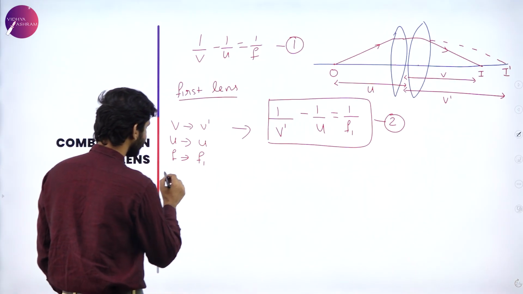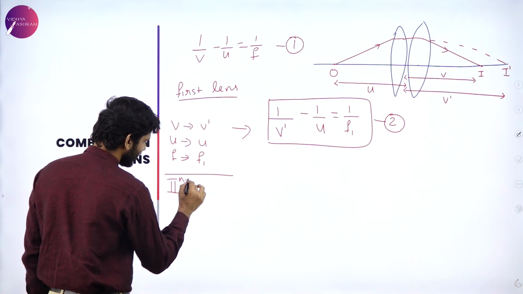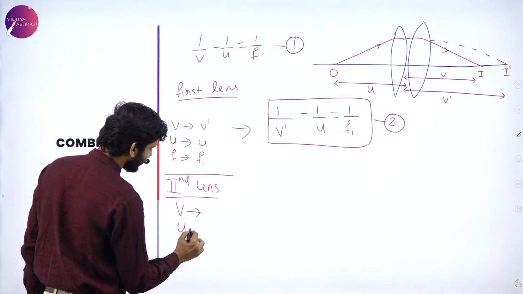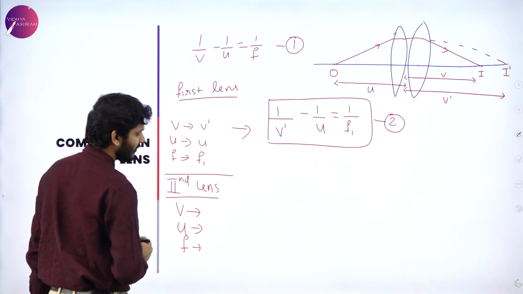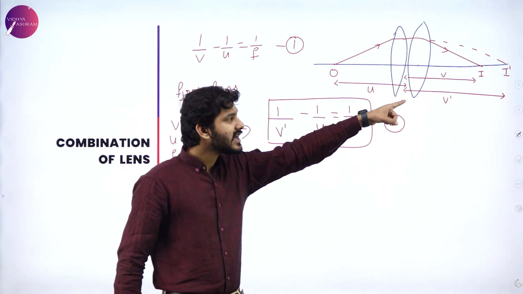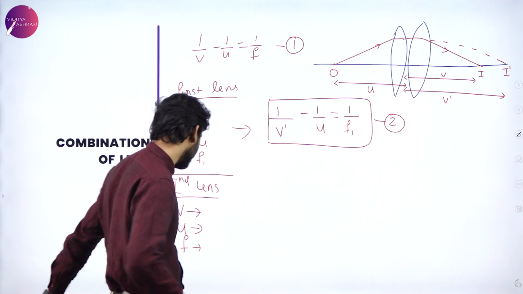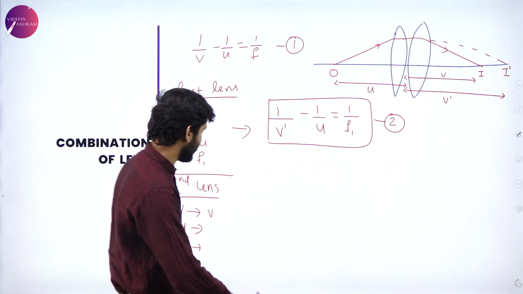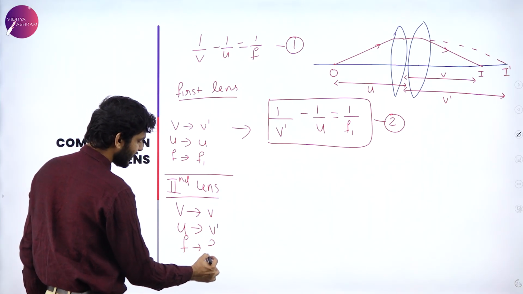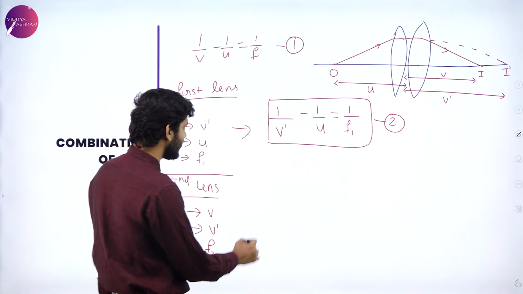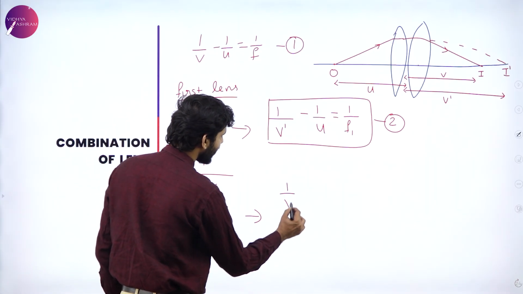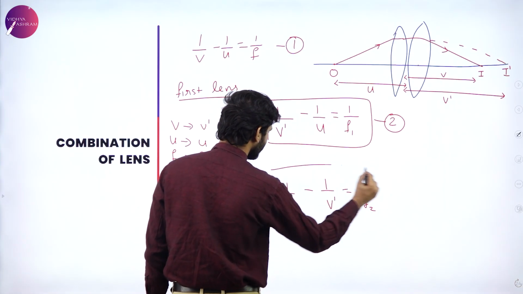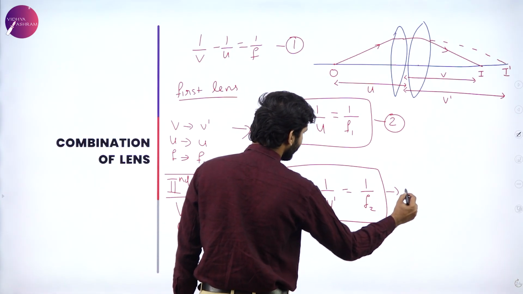And similarly, if I consider the second lens, then what will V become? What will U become? What will F become? Automatically, we know that I is now going to be the image, which means V will be V itself. U will now be V dash, as I dash is the object. So U will become V dash, and F, let's call it F2. So this equation will be transformed as 1 by V minus 1 by V dash is equal to 1 by F2. So this will be equation number 3.